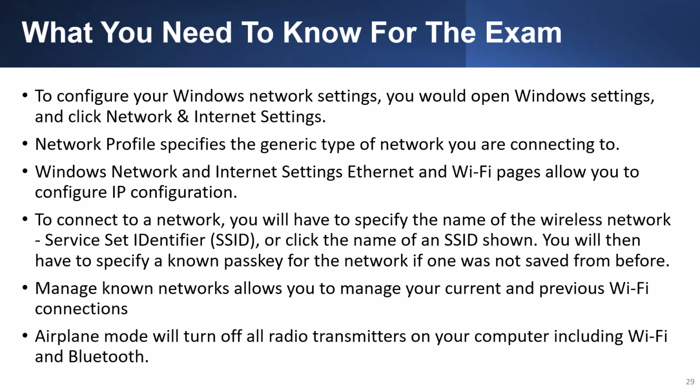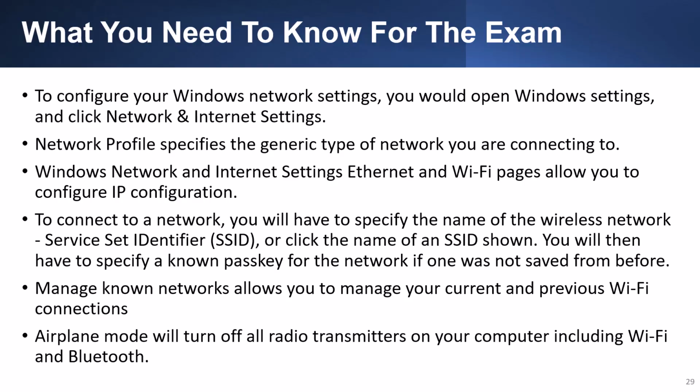In summary, to configure Windows network settings, you would open Windows Settings and click Network and Internet Settings. Network Profile specifies the generic type of network you're connecting to. Windows Network and Internet Settings, Ethernet and Wi-Fi pages allow you to configure IP configuration.